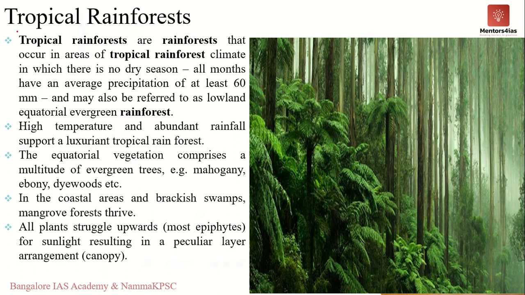Okay. Next, moving on to tropical rainforests. Now, the tropical rainforests are rainforests that occur in areas with climate which are found along the tropical region, along the equatorial belt, where you don't have any dry season. So these tropical rainforests occur near the equator and are among the most diverse and rich communities on the earth.